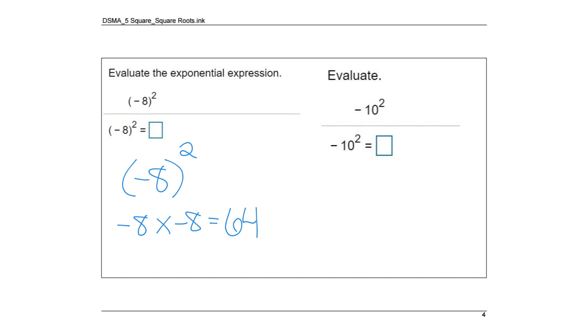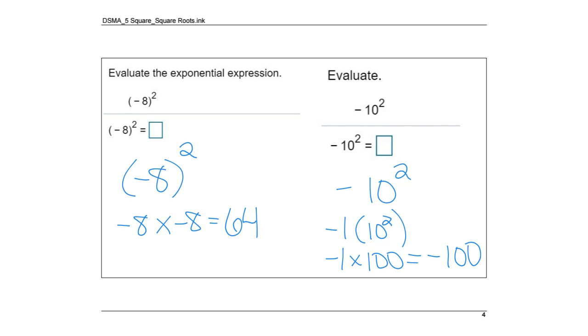The problem with this one is the 10 is raised to the second power, but the negative is not. So this is technically the same as negative 1 times 10 squared. That would be negative 1 times 100, which would give me negative 100. So you have to be very careful about whether the negative is raised to the power or not. If there's no parentheses, it is not raised to the power. If there's parentheses, then it is raised.